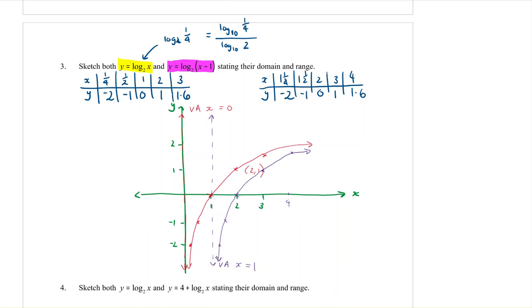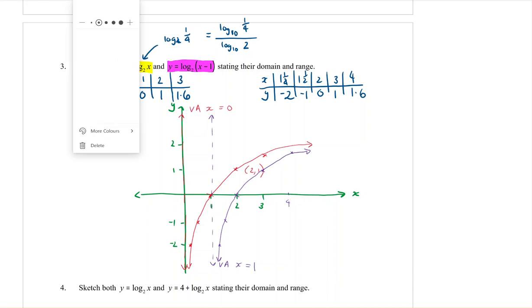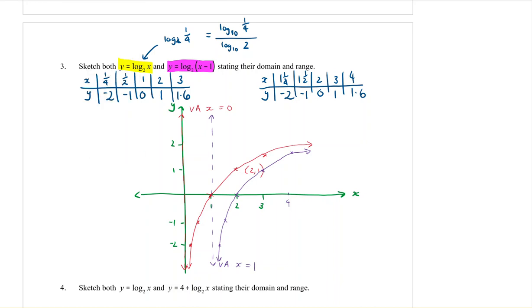Okay, they're drawn. I want to show their domain and range. Let's start with the first one, my original red graph there. My domain, can I have all the x values? No. I've got an asymptote here, and I have all the x values that are bigger than that. So x has to be bigger than 0 for the red one, the first one. Okay, the range, all real y, correct. I can have all the positive, all the negative. There's no restriction for the range.